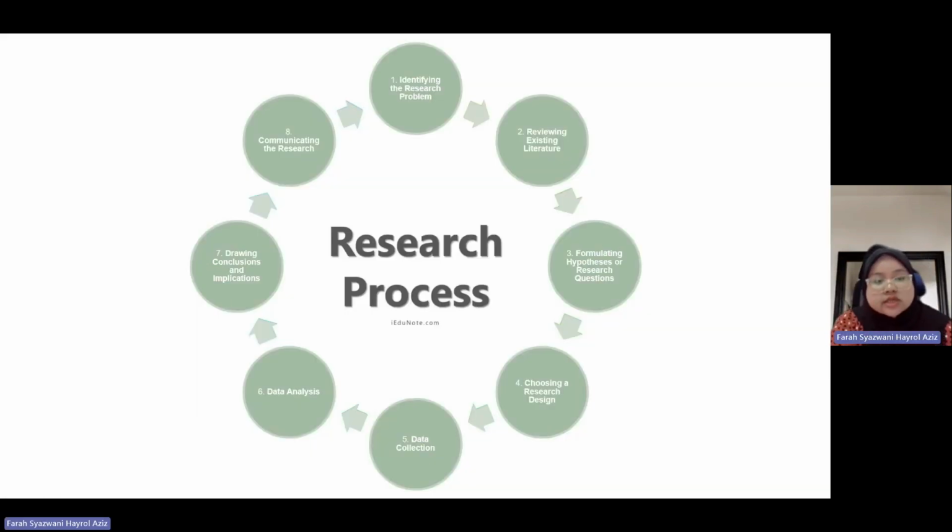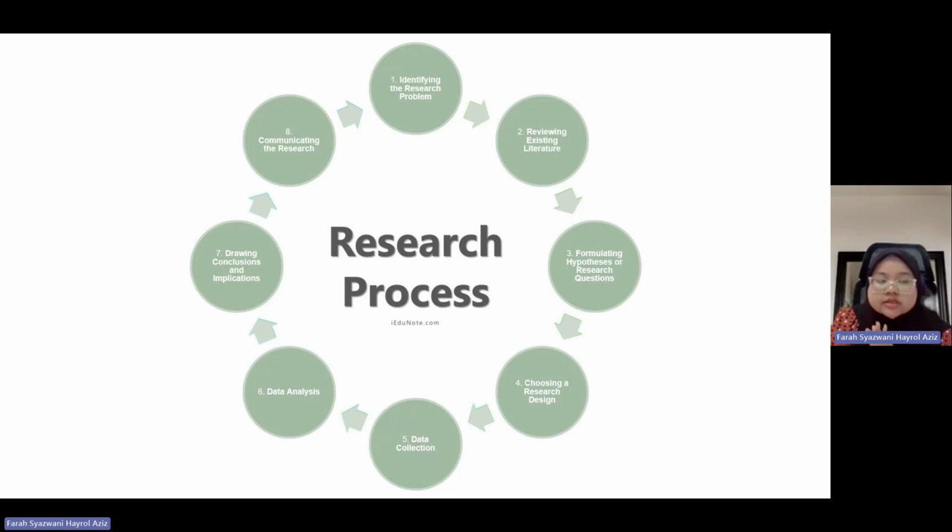These are the 8 processes that I've been talking about. Process number one, identifying the research problem. You must review existing literature next, and then you will be able to formulate hypotheses or research questions. By doing these three main things first, you'll be able to choose a research design and then collect your data. Once your data is collected, you must do data analysis.